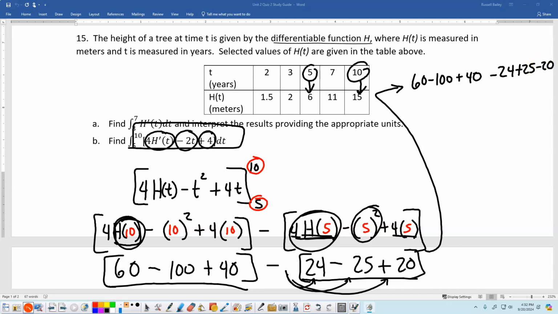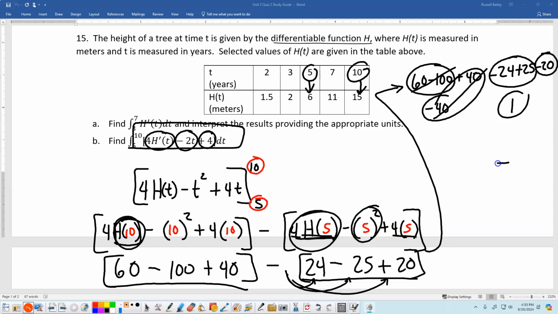All right, and now we're ready to start putting things together. Let's see. If I put these together, I get negative 40. And then if I put these together, they cancel out. Negative 40 and 40. If I put these together, I get 1. And if I put that together with negative 20, I get negative 19. So looks like my final answer there would be negative 19, just combining all those numbers together.